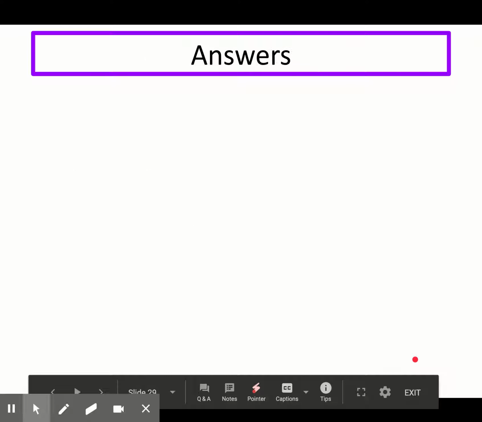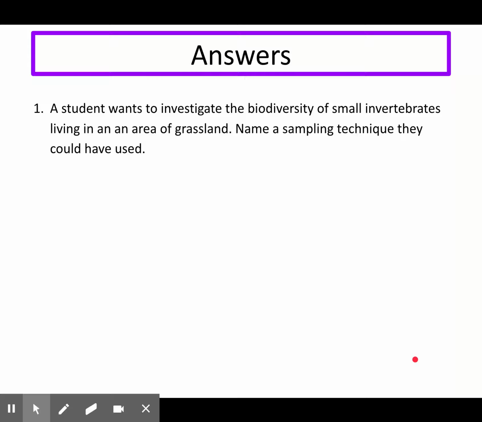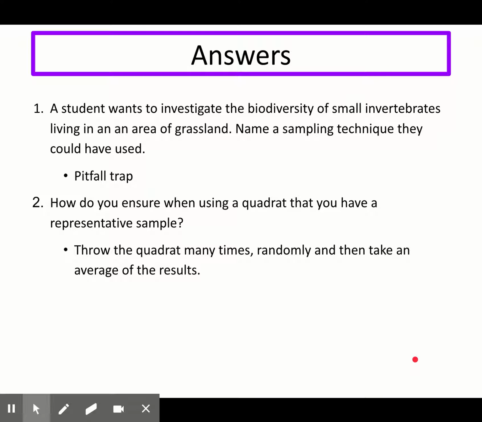Okay, so the first question asked, a student wants to investigate the biodiversity of small invertebrates living in an area of grassland. Name a sampling technique they could have used. So pitfall trap would be our answer for that one. Number 2 asks, how do you ensure using a quadrat that you have a representative sample? So you'd throw the quadrat many times randomly, and then you would take an average of the results.